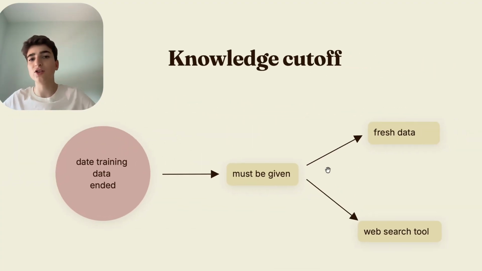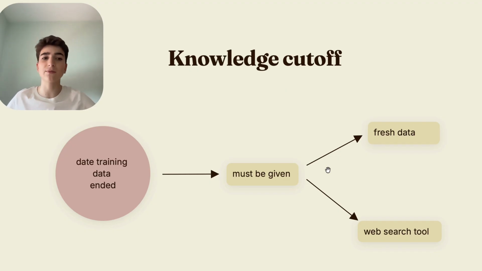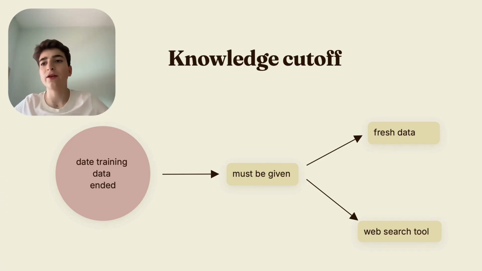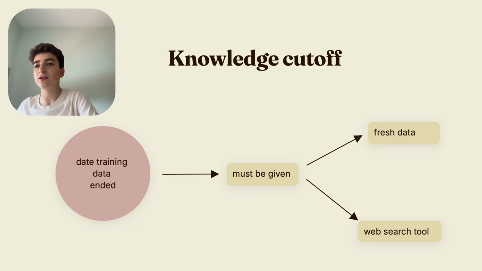Then we have the knowledge cutoff, which is like a vocabulary inside of the AI. As you can see in this graphic, we have the training data and then the fresh data that must be given. The training data ended when the training phase ended.